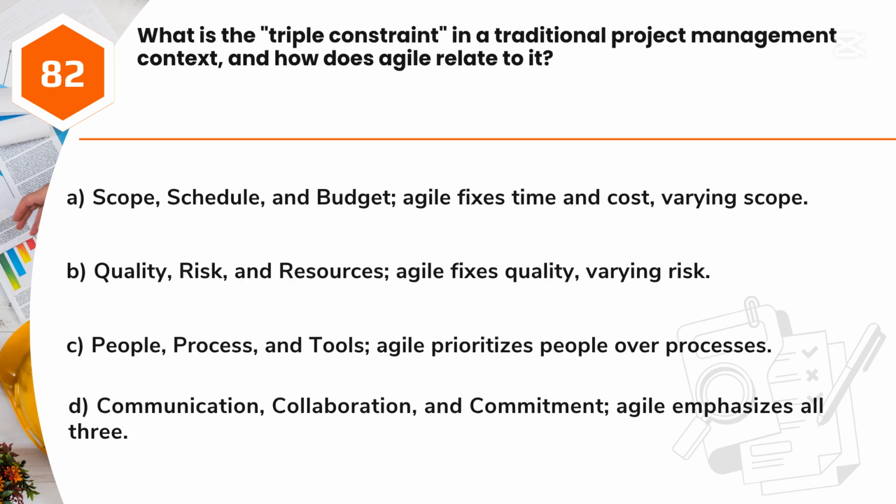Question 82. What is the triple constraint in a traditional project management context, and how does Agile relate to it? A. Scope, schedule, and budget. Agile fixes time and cost, varying scope. B. Quality, risk, and resources. Agile fixes quality, varying risk. C. People, process, and tools. Agile prioritizes people over processes. D. Communication, collaboration, and commitment. Agile emphasizes all three.